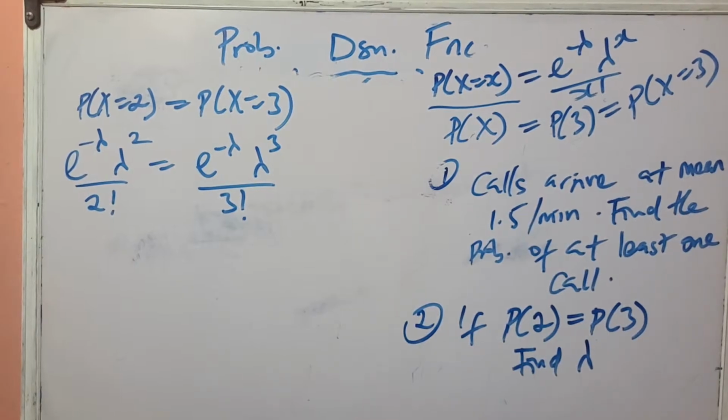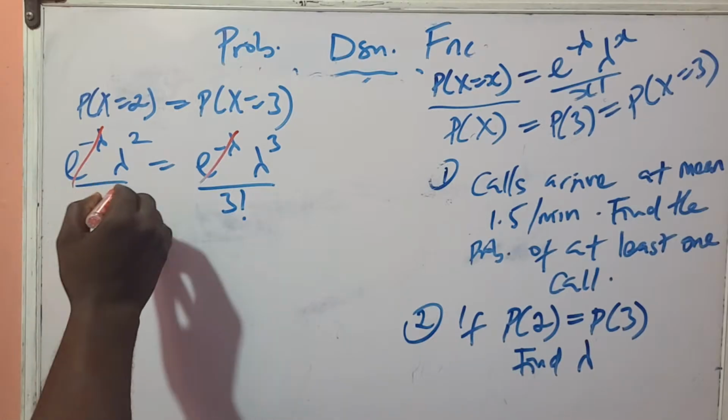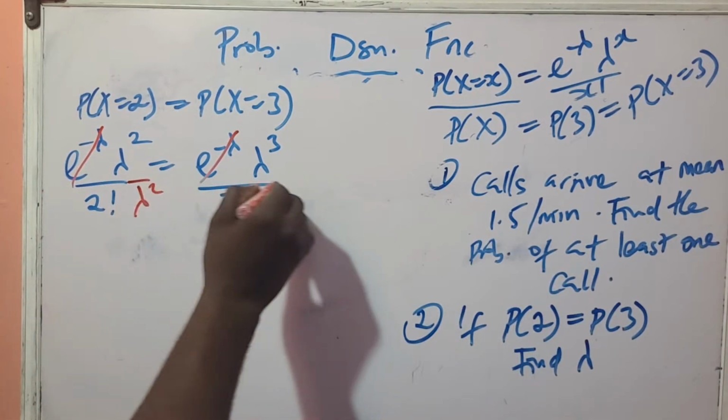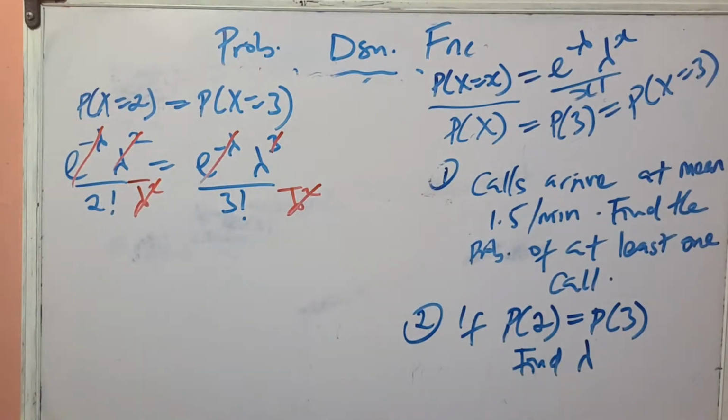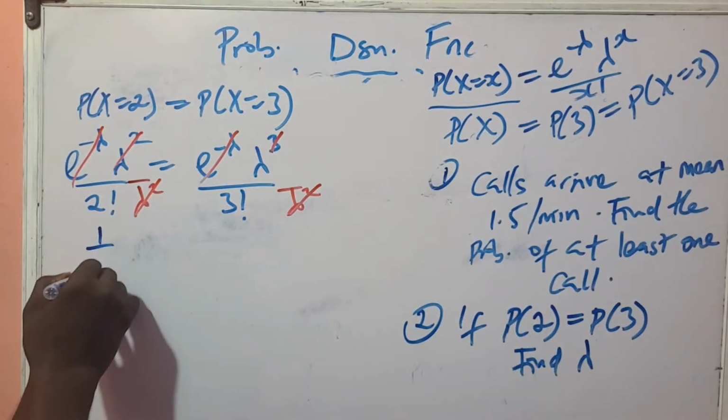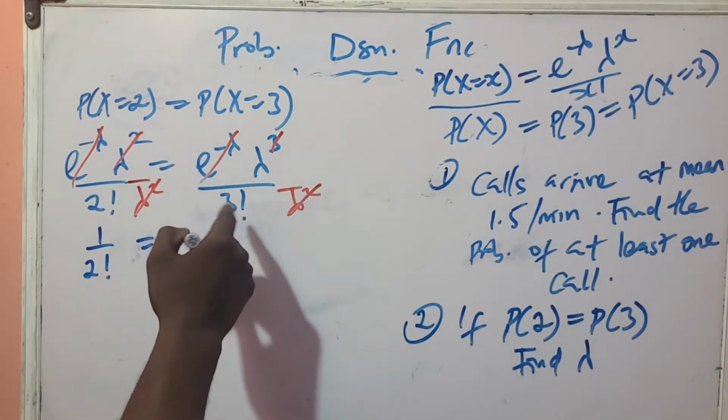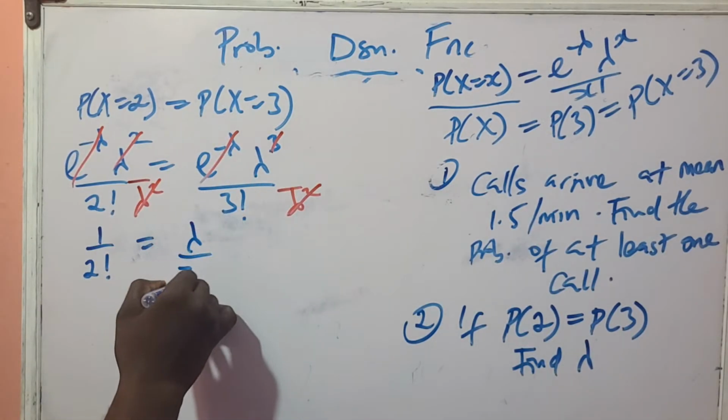Okay, so what did you get as the answer here? Obviously, if you understand this very well, you know that this will cancel this. Then you're left with lambda. If you go on to divide both expressions by lambda square, lambda square will cancel lambda square here, so this will be left with just 1 lambda. So what you're left with here is 1 over 2 factorial equals lambda over 3 factorial.